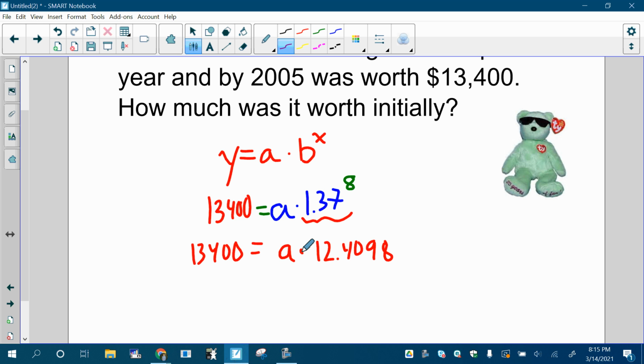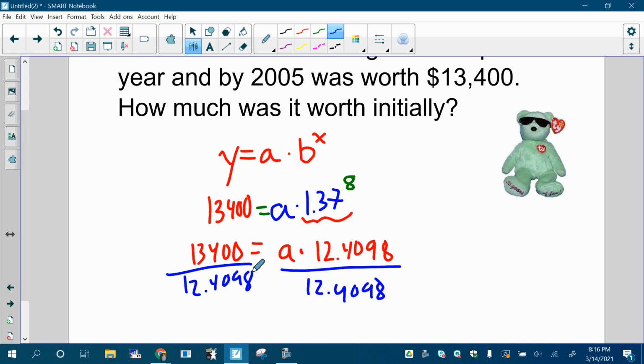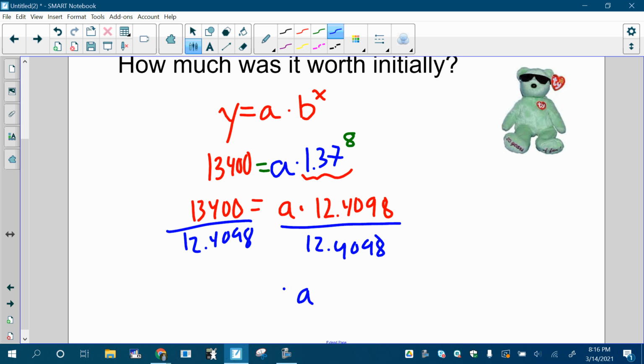Well, how do you figure out what A is? You just divide by that number. Do that to both sides. Type in your calculator. You get that A, that starting amount, was $1,079.79.